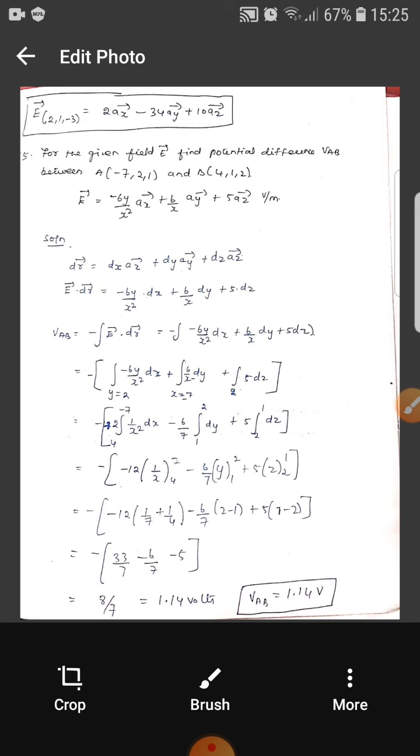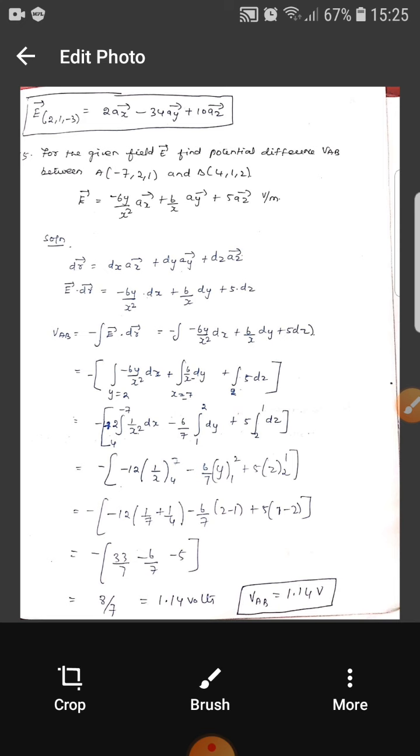And next question: for a given field E, find the potential difference between the 2 points A is equal to minus 7 comma 2 comma 1 and B is equal to 4 comma 1 comma 2. The E vector is given by minus 6y by x square ax plus 6 by x ay plus 5az. Solution. In the question we have been given the E vector, and we have to find E vector dot dr vector.